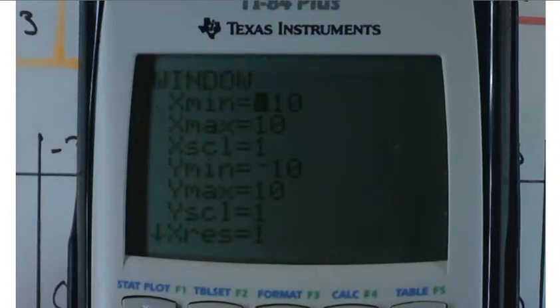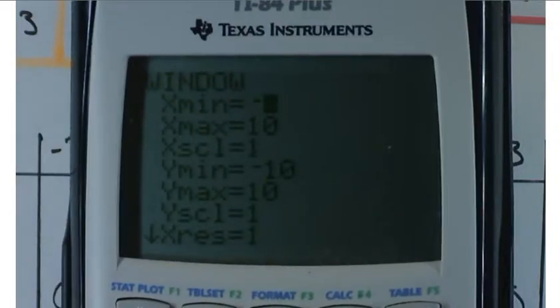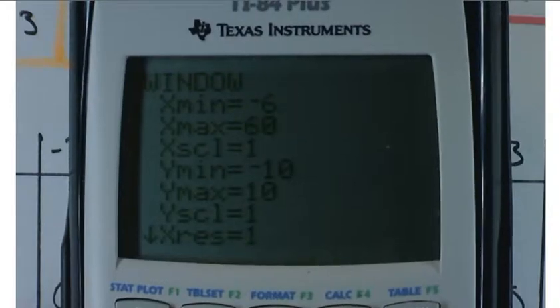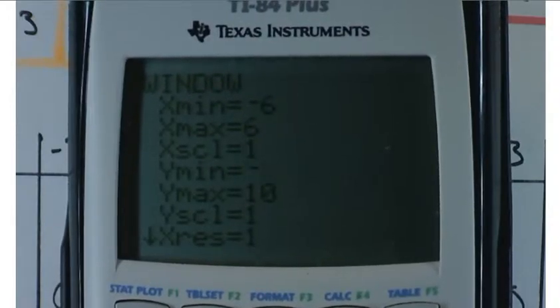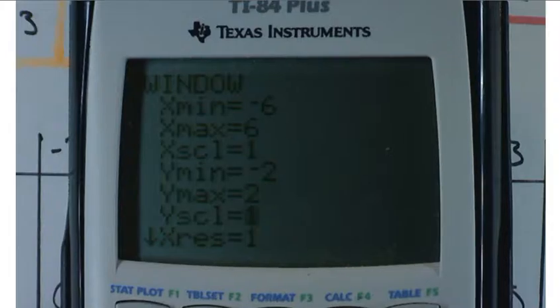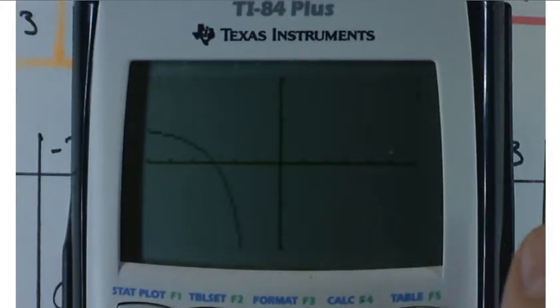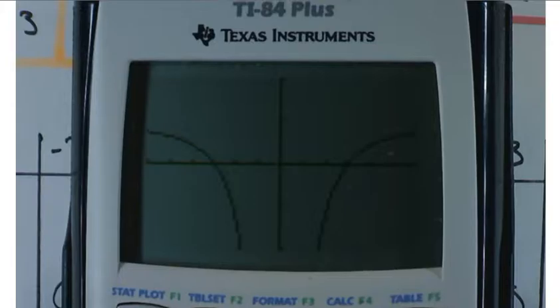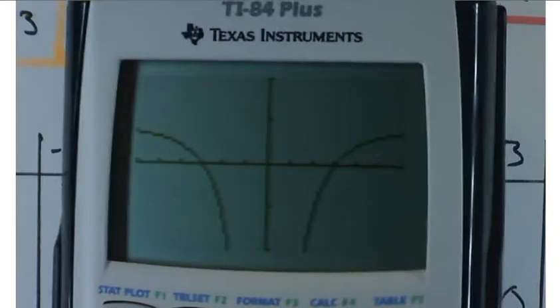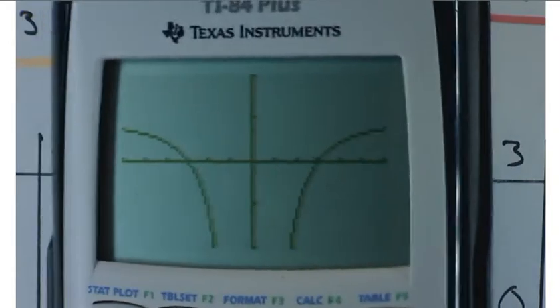So I think a good viewing window might be like negative 6 to 6 and maybe negative 2 to 2. You can see one graph. There's the derivative. And then coming up, well, yeah, you know what? We're not zoomed out enough for the function.